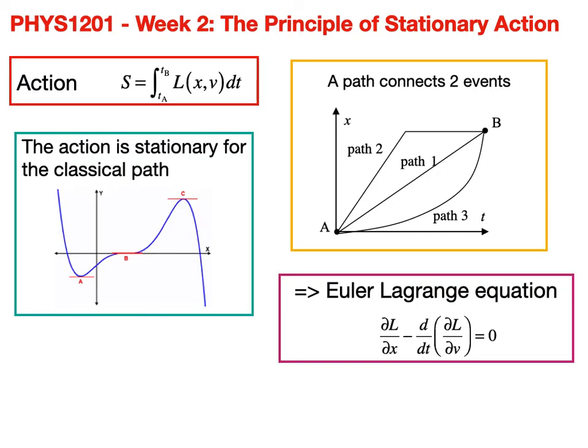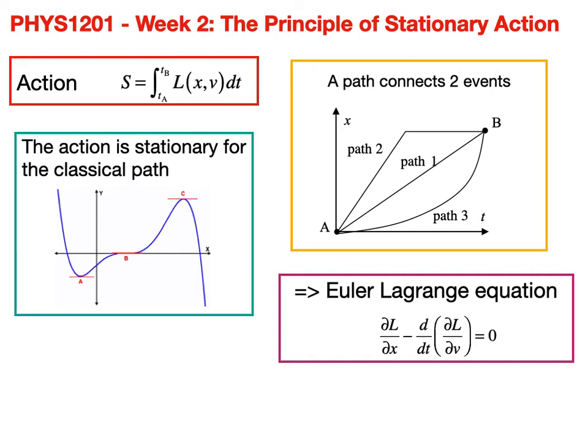We have also defined a path which connects two events. So that's an evolution in space-time between these two events. We see here three different possible paths between the events A and B. And we have introduced the action. So the action is a number associated with a given path between two events. It's obtained by taking the integral between both events of the Lagrangian along a given path. So when you change the path, you change the action.